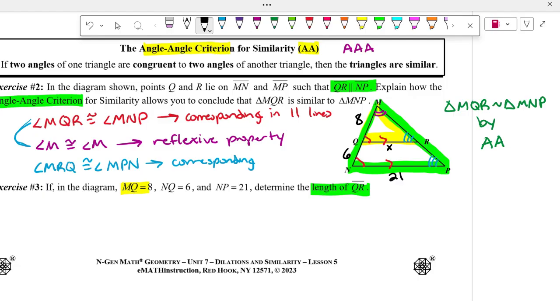I would divide by what? Okay, good. The 6 is not the corresponding side to 8. But what is the length of the corresponding side of 8? 8 plus 6, which is 14. So I would start with the proportion that we know. I'm going to say 14 over 8, and then set equal to the other proportion.